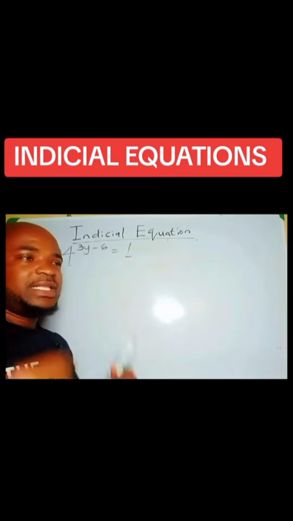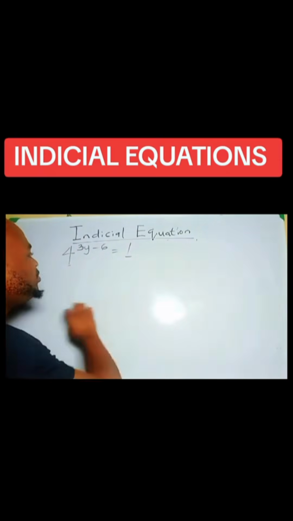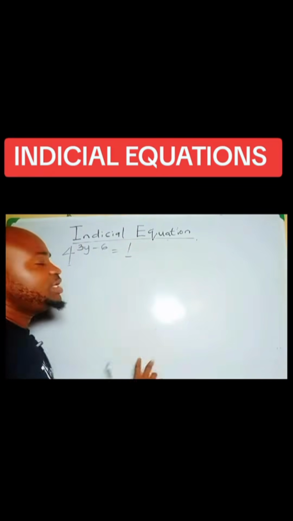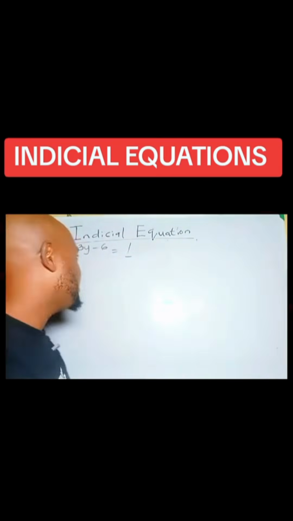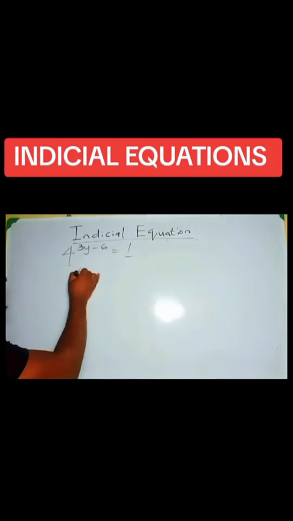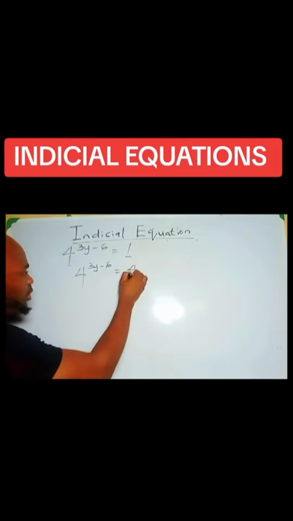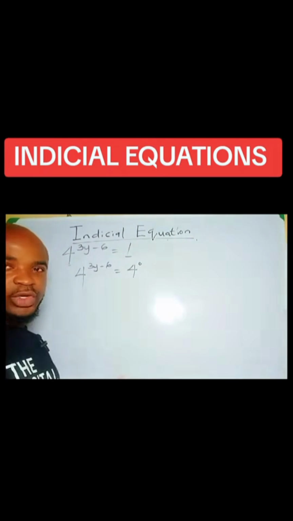Now, going by one of the laws of indices, which states that a number raised to 0 equals 1. So if I say 3 raised to 0 equals 1, and also 4 raised to 0 is what? Equals 1. So I'm going to rewrite this equation like this. That will be 4 raised to 3y minus 6 equals 4 raised to 0. This is still the same thing as 1. So don't get confused.